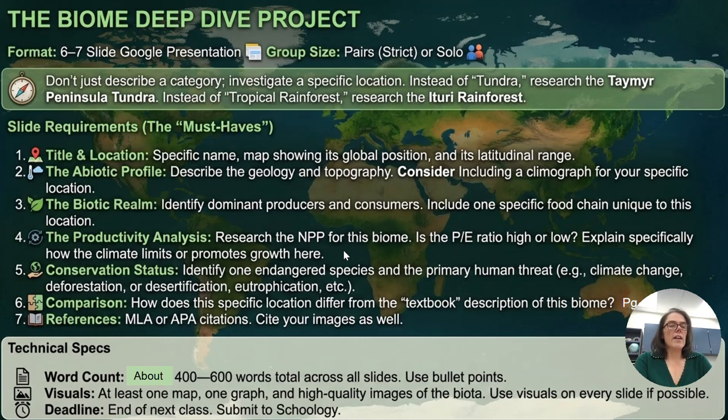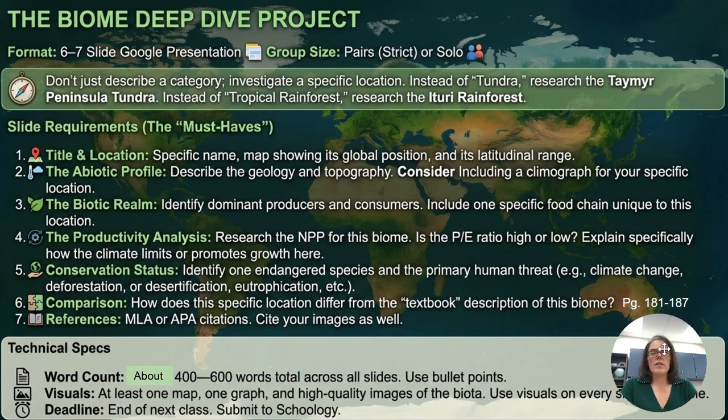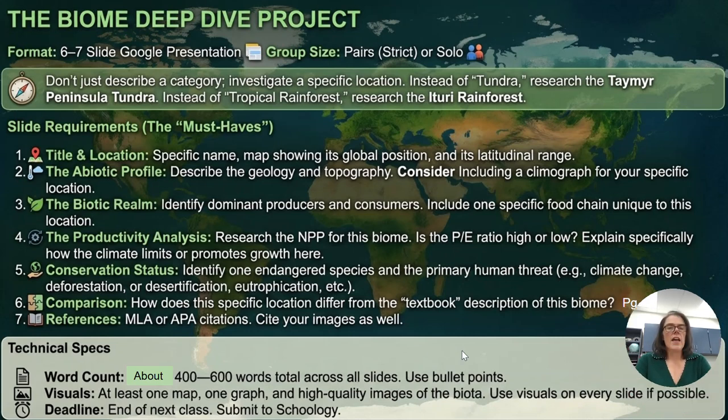Then I want you to compare it. Look in the textbook, and you'll notice there are summaries of each major biome type on pages 181 to 187. How does your specific location, your more microbiome, differ from the textbook description of that biome? And then I want you to cite your sources, including your images. Go ahead and put those in the last slide. And you are welcome. I don't want you using AI to write the rest of this.